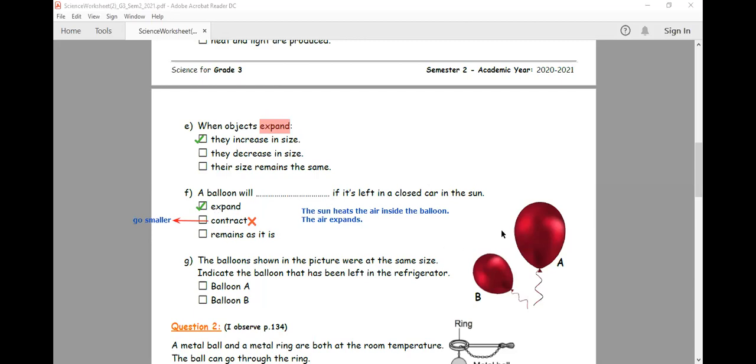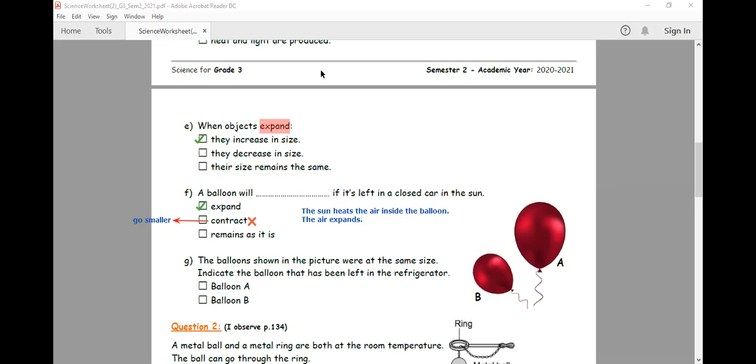Okay, Tia, we have 2 balloons. These balloons had the same size at the beginning. We kept one in the refrigerator. Do we keep balloon B or balloon A in the refrigerator? And why? Is it balloon A or B? This question is for Maya and Tia. Help me with this. We have 2 balloons. Which one was left in a cold place, which is the refrigerator?